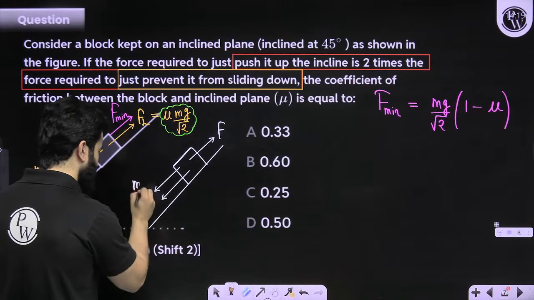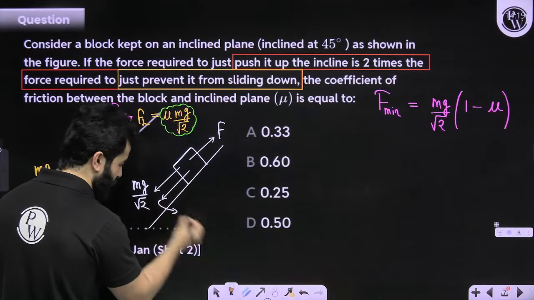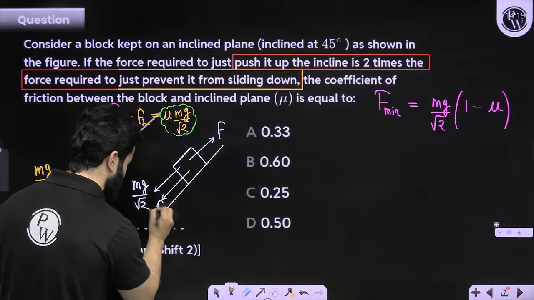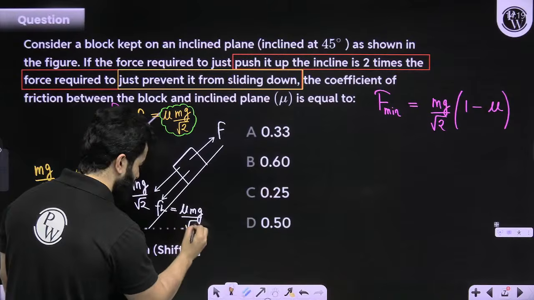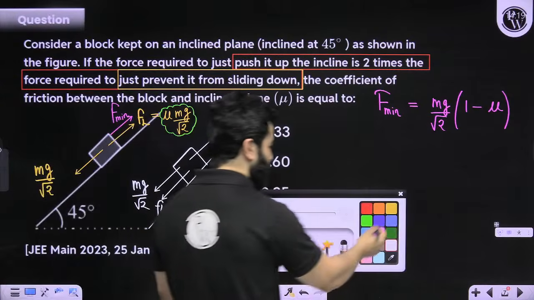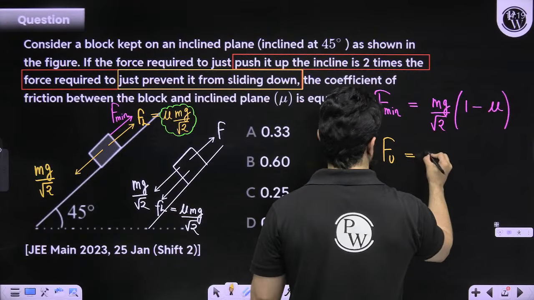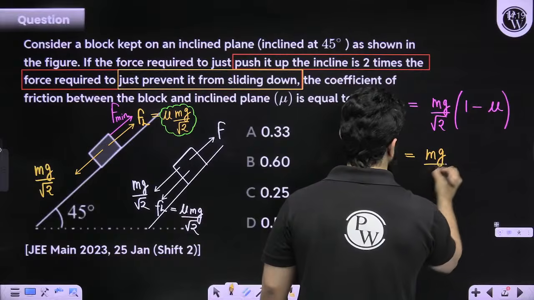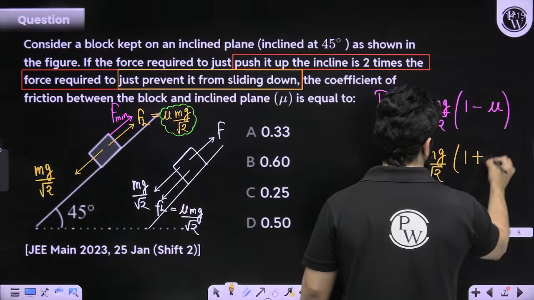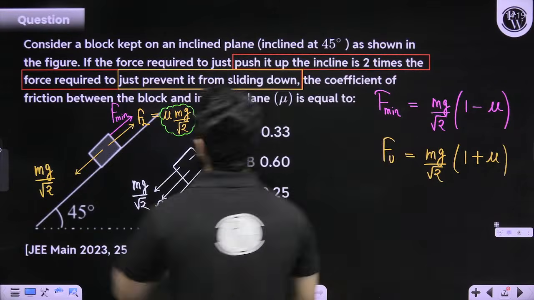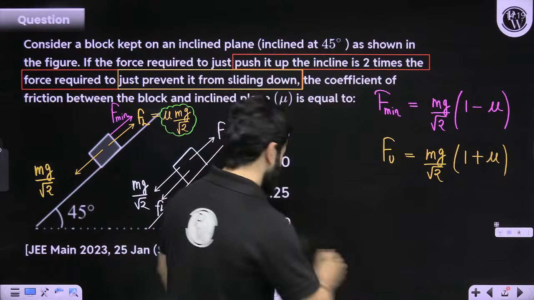So mg by root 2, and now you know that this is nothing but your friction force, f, which will be mu mg by root 2. Hopefully this makes sense. That means the force required to push it upwards equals mg by root 2 times, because mg by root 2 will be common, times 1 plus mu.